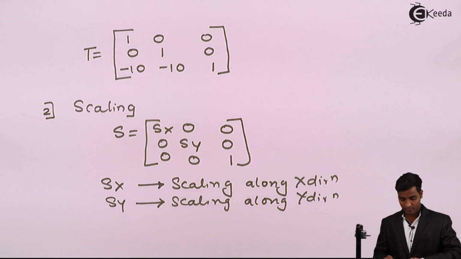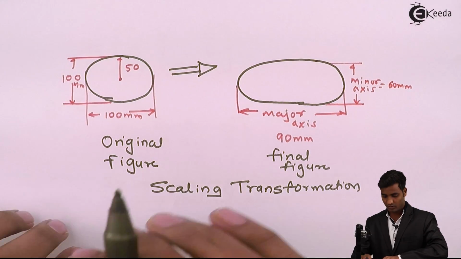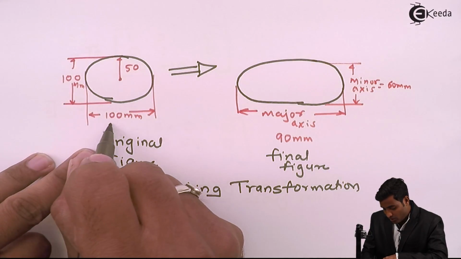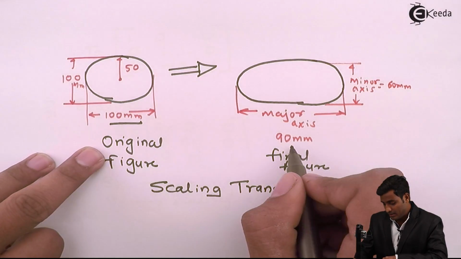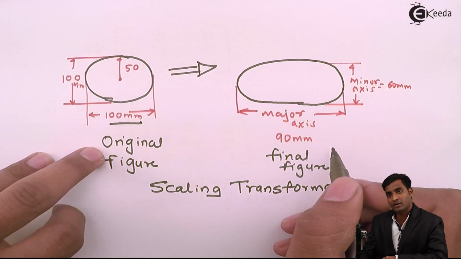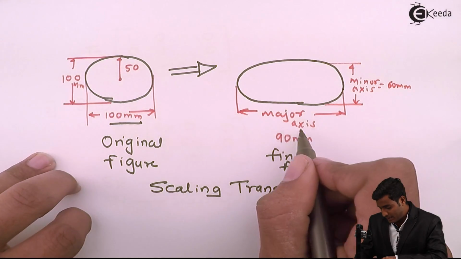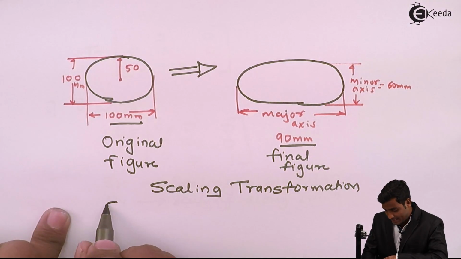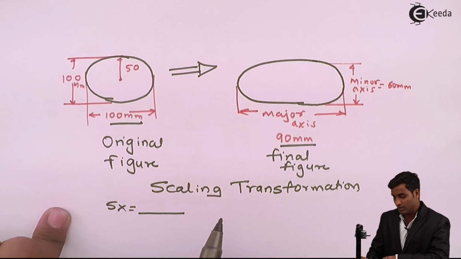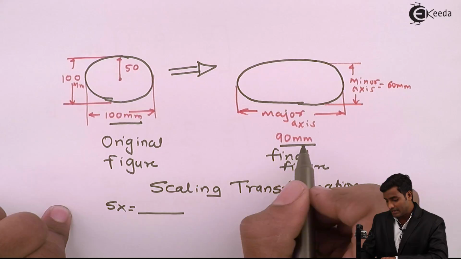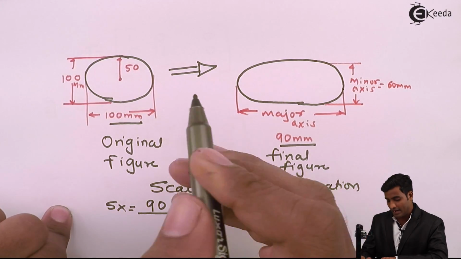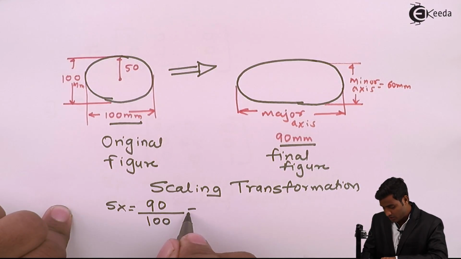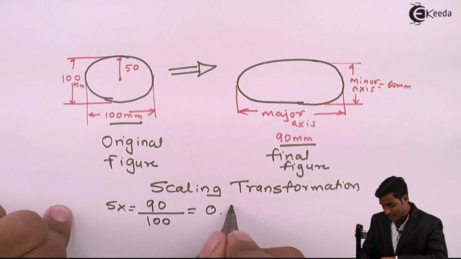From the figure, here we will compare that in x direction the value was 100 mm, and in the new figure, that is the final figure, the value of the major axis, that is along x direction, was 90 mm, which means that Sx is equal to the new dimension, that is 90 mm, over the original figure dimension along x direction, that is 100 mm.